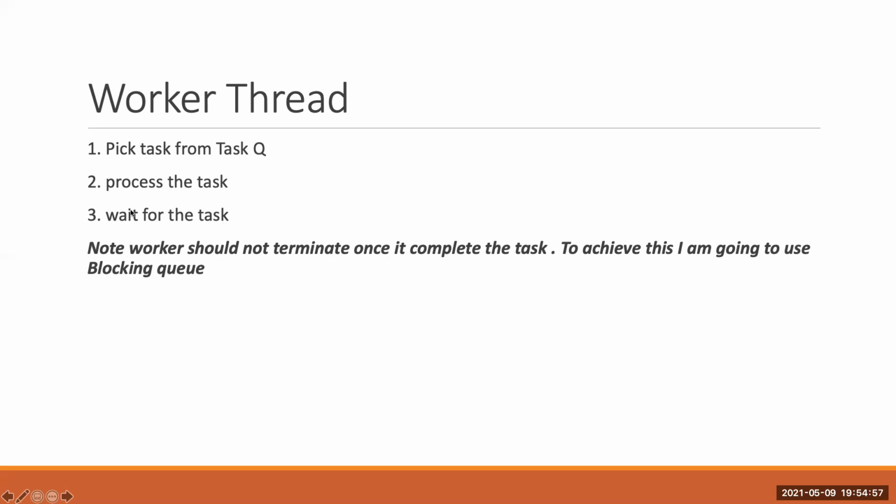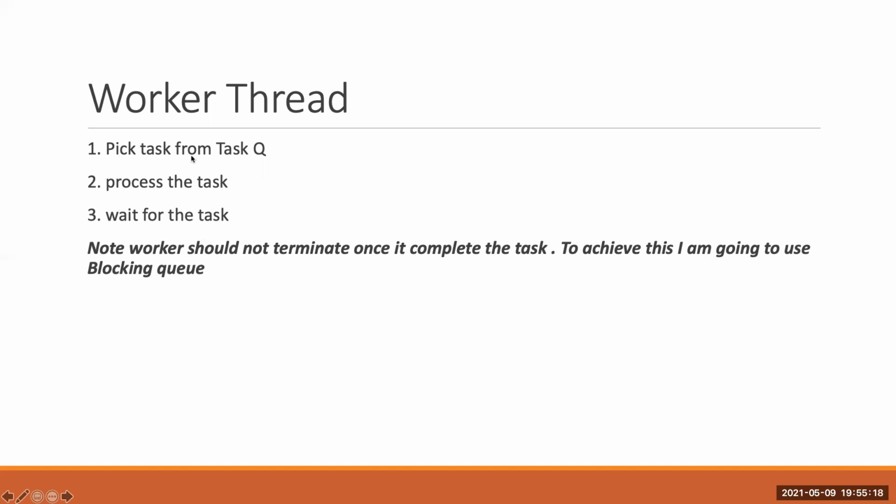It won't terminate, it will keep on staying alive. That is what we are using the blocking queue for. It should not terminate once it's completed. To achieve this, we are going to use the blocking queue. That is the reason I use the blocking queue. So these three are the important tasks of the worker thread.